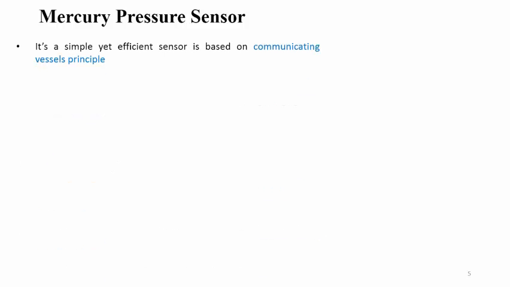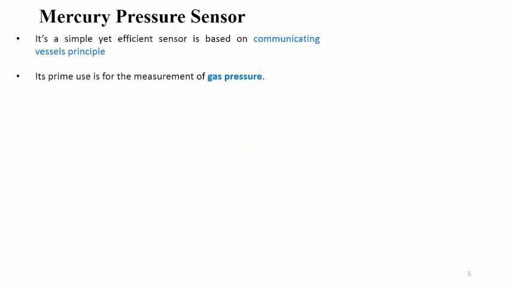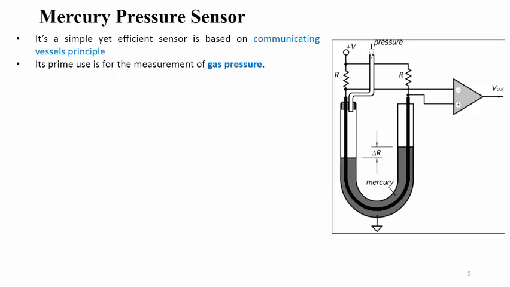Now we will move one by one towards the various pressure sensors. First one is the mercury pressure sensor. In this type of sensor you will find mercury in a tube, which is mainly used to measure the resistance. It's a simple yet efficient sensor based on the communicating vessel principle. Its prime use is for measurement of gas pressure. So this particular mercury pressure sensor is mainly preferred to measure gas pressure.